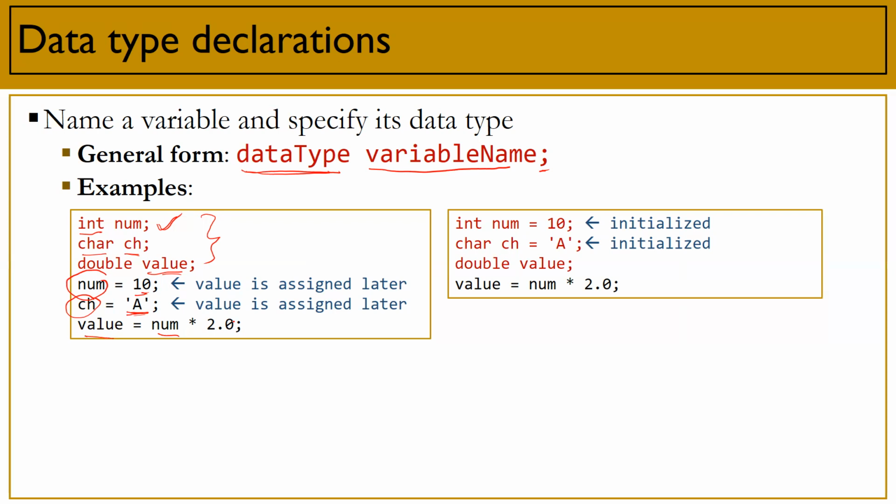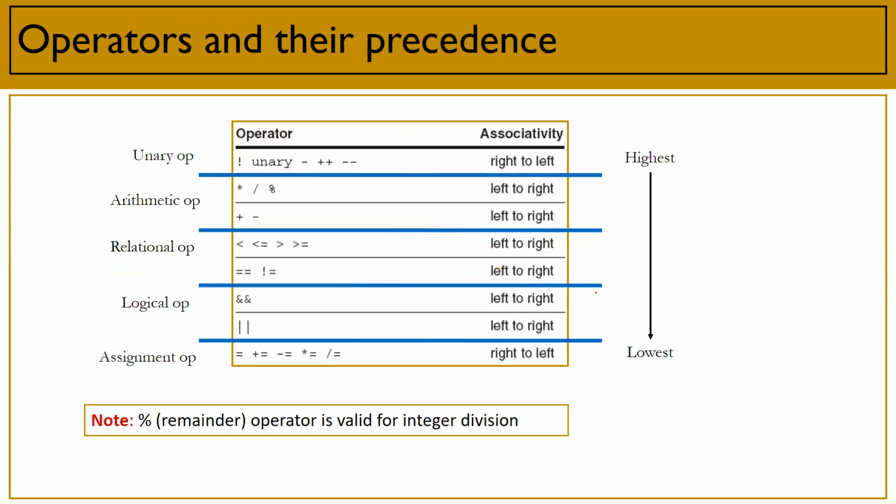But we can also initialize the variables during their declaration. For example, in this statement, num is a variable of type integer, and we have assigned the value 10. If you know what the initial value of a variable will be, you can assign that value during the declaration. This is called initialization. Same thing here with ch, which we declare with the value A. And value is a variable of type double, and the value you assign later on in your program.